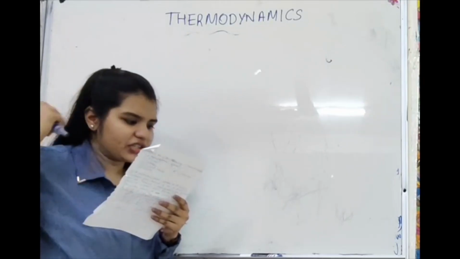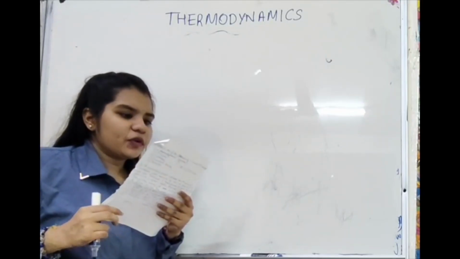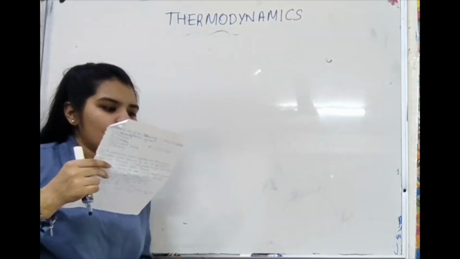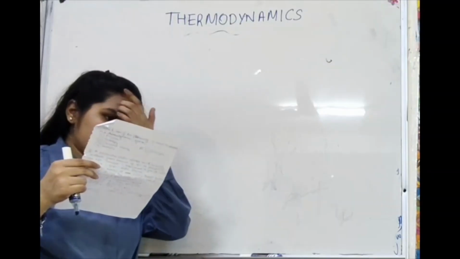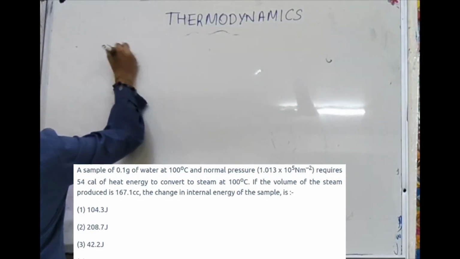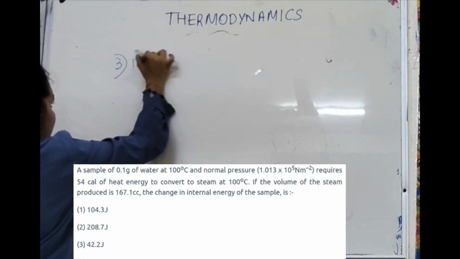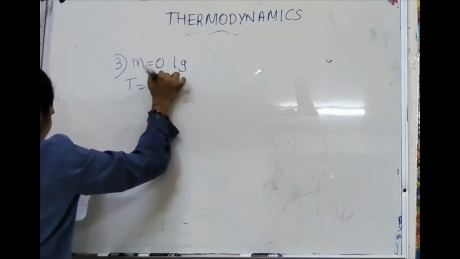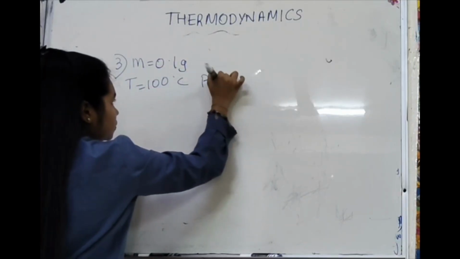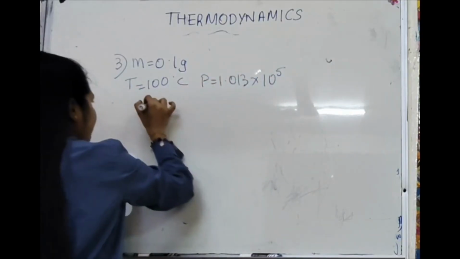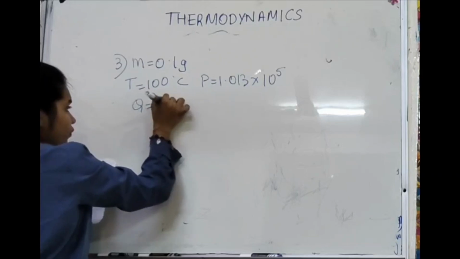Celsius and normal pressure requires 52 calories of heat energy to convert steam at 0 degrees Celsius. If the volume of steam produced is 167.1 cubic centimeter, find the change in internal energy. So let's write the data first. Mass equals 0.1 gram, let it remain. Temperature T equals 1. Next, the heat given is 54 calories.